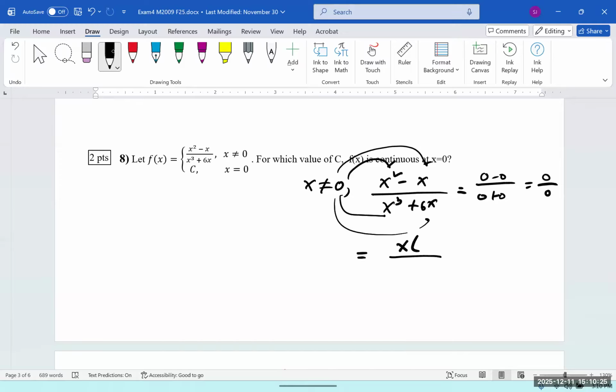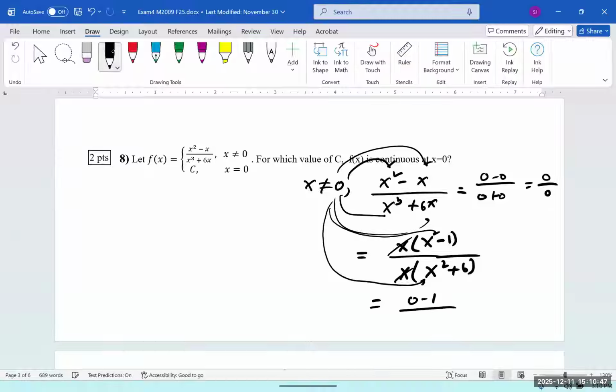The top end. So what is left? And then in the bottom, x bar plus 6. And then what do you do? How do you cancel this? Cancel out x. And now resubstitute and see, do you have the same problem or not? 0 minus 1 divided by 0 plus 6. What do you have? Negative 1 over 6.